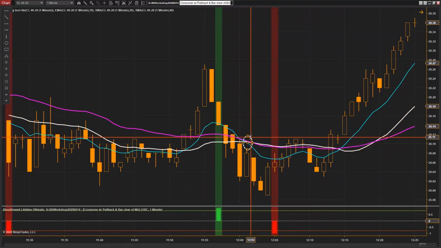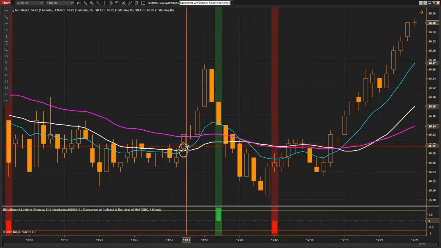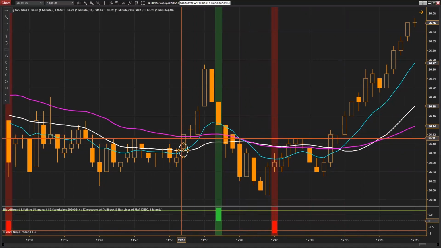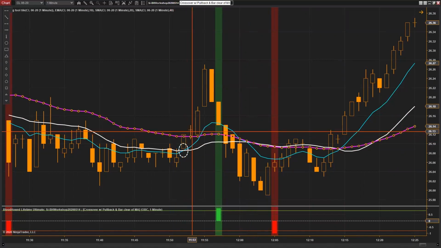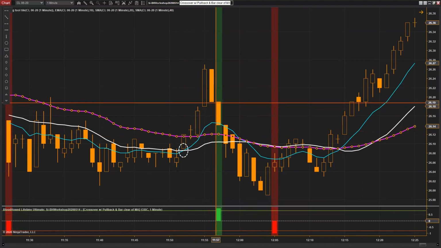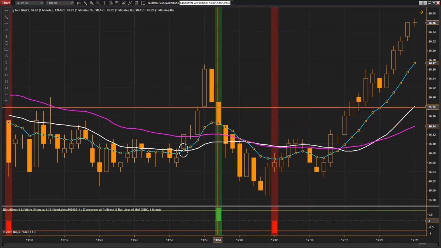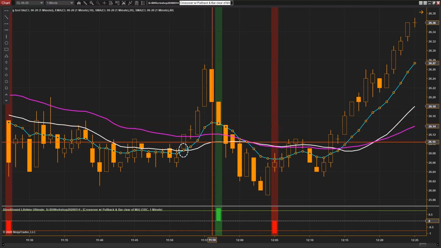Okay, let's see what else we got. Let's evaluate this one here. There's our crossover. And also we have the candles touching the slow moving average. And then we get our pullback, which is step 3 and step 4. Step 3 is touching the fast moving average, and step 4 is the body of the candle being above the 20 period SMA. All right, so far so good.